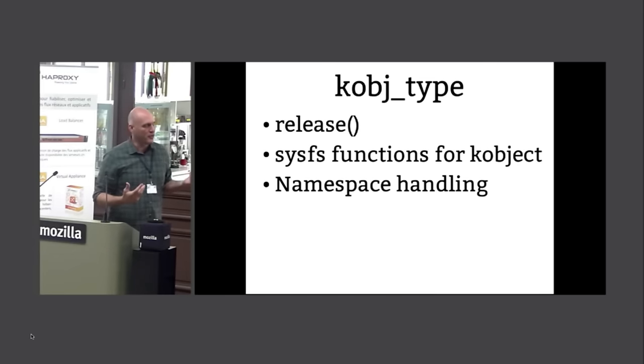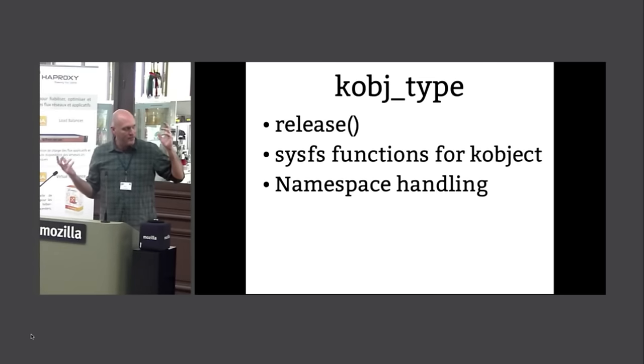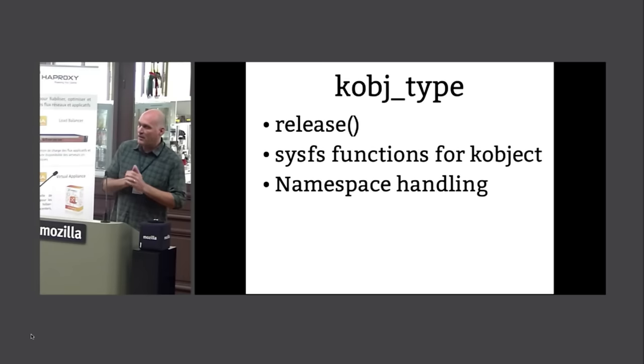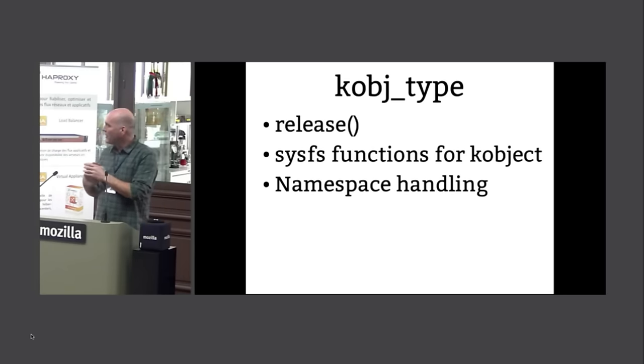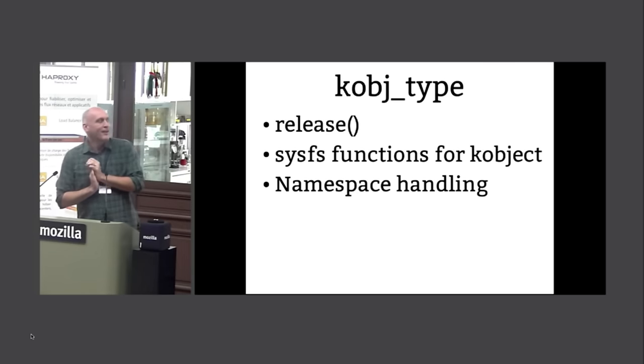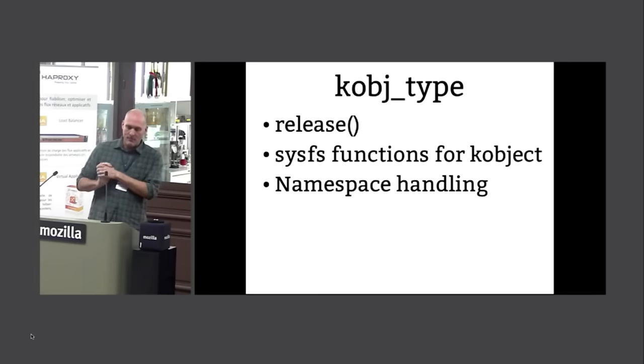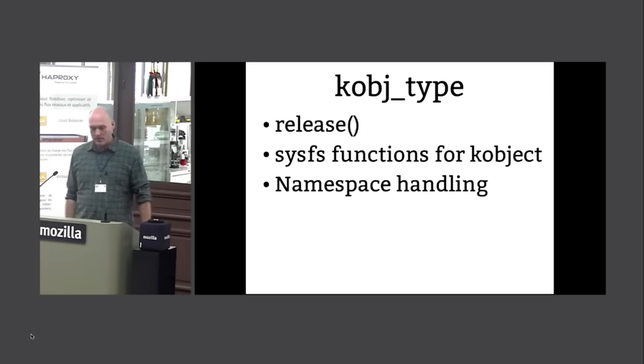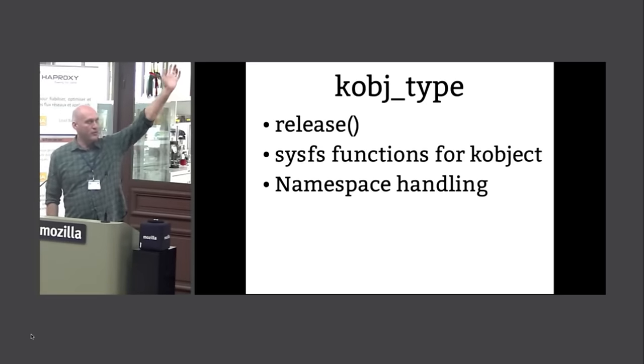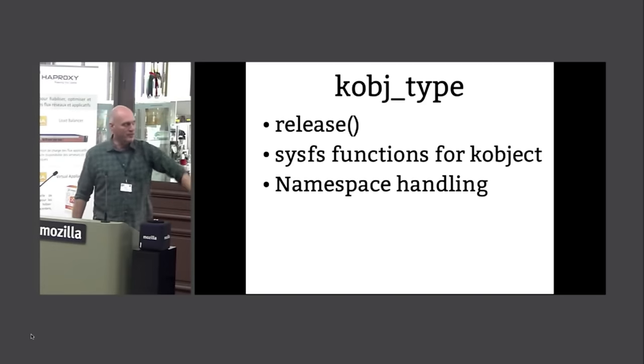So it's a whole bunch of function pointers. It has the SysFS function. There's also stuff for namespaces. SysFS can handle namespaces. Thankfully, it's only enabled for networking because it gets very nasty afterwards. So SysFS naming for networking is correct based on the namespace you're in, because that changes names. And there's a release function for your kobject, in the kobject type.